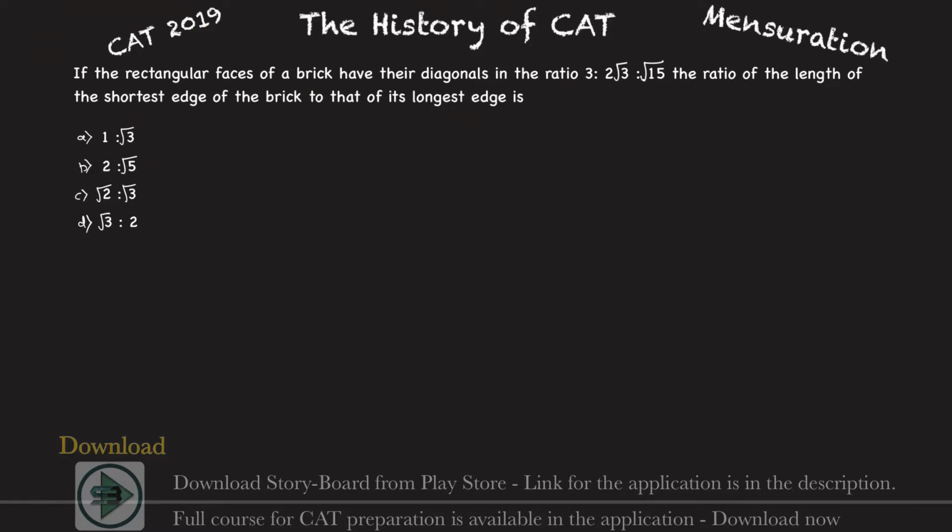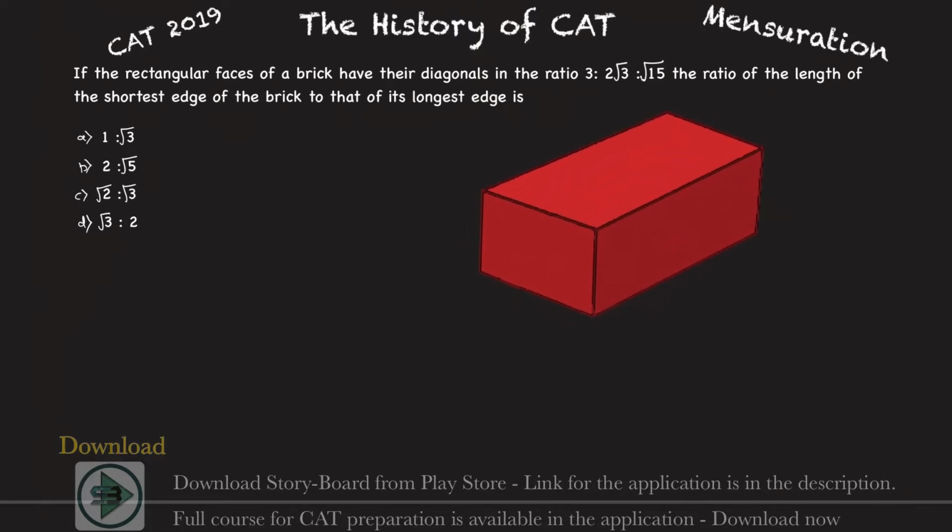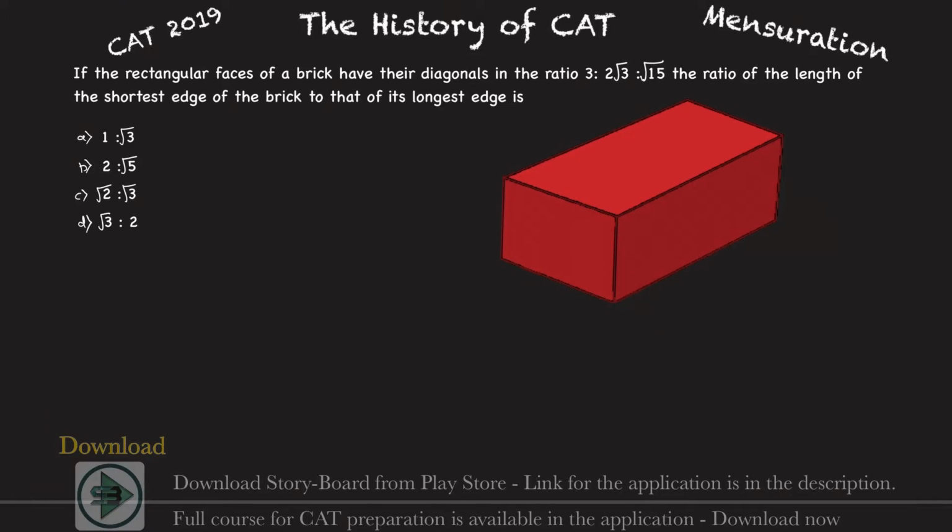If the rectangular faces of the bricks have their diagonals in the ratio of 3 : 2 root 3 : root 15, the ratio of the length of the shortest edge of the brick to the longest edge is? Okay, so I am being told about a brick here. Let us imagine what is being said in this problem, because it is about 3D figures. This is your brick.